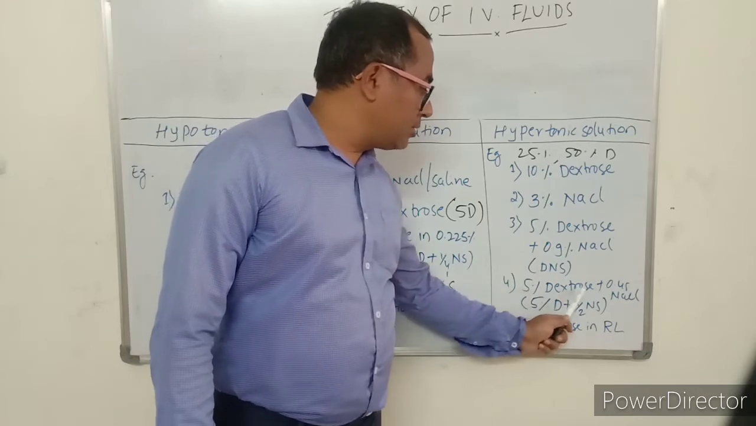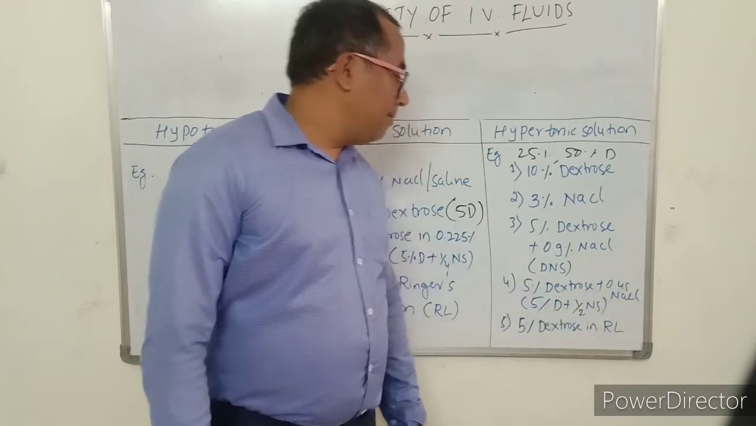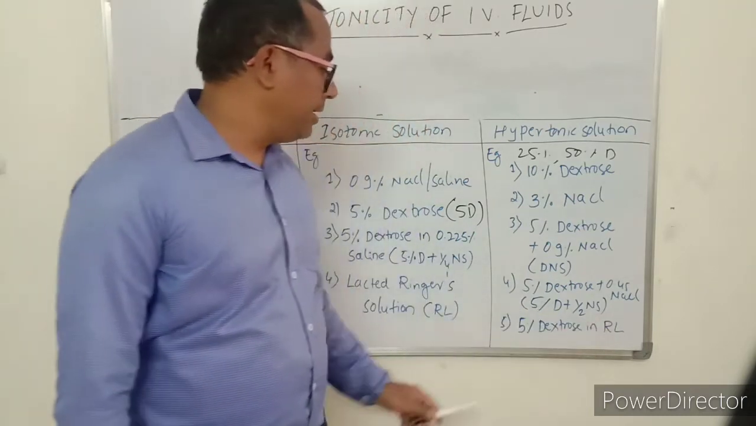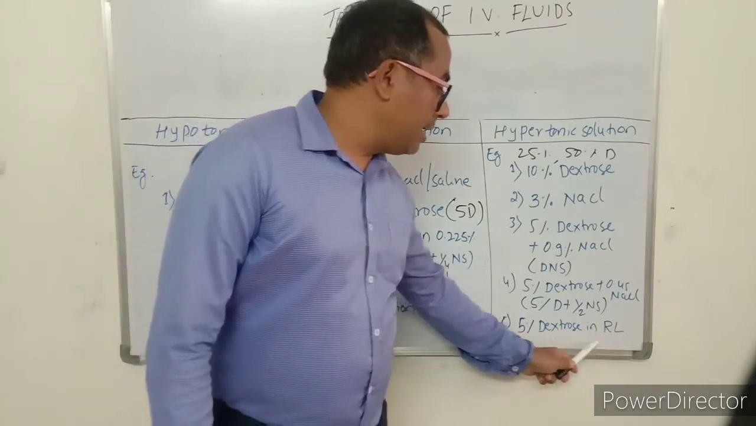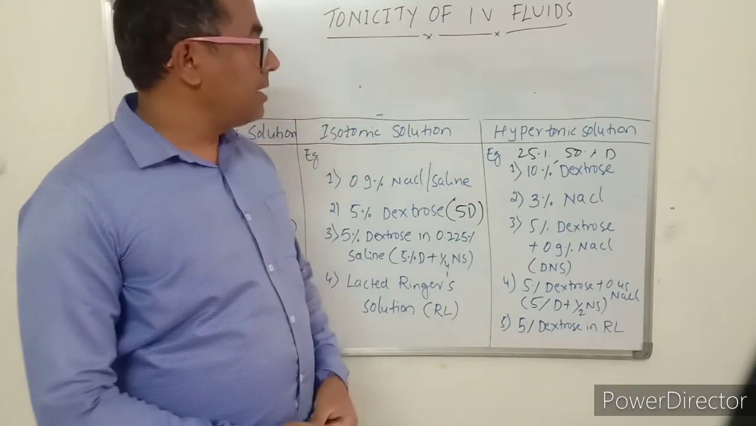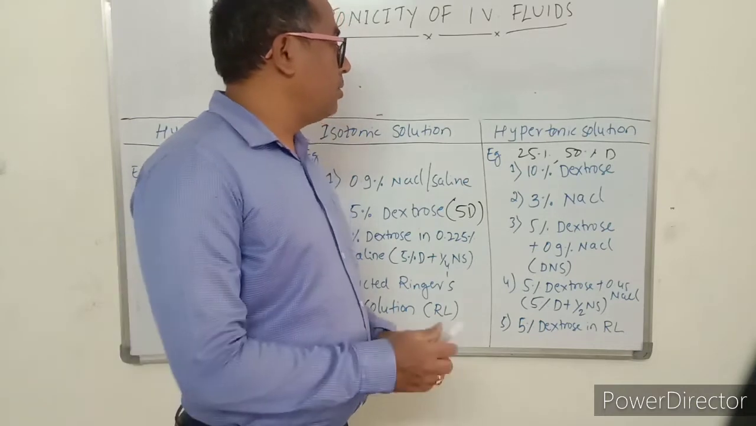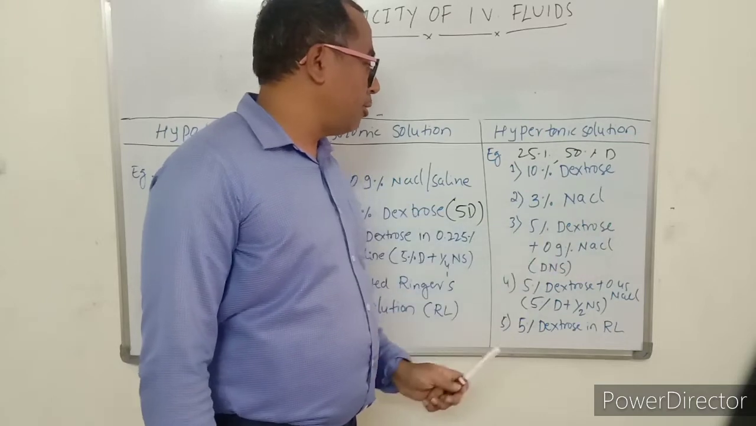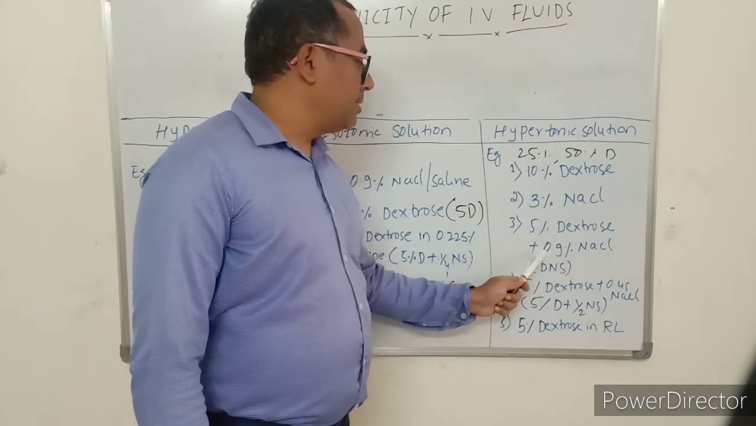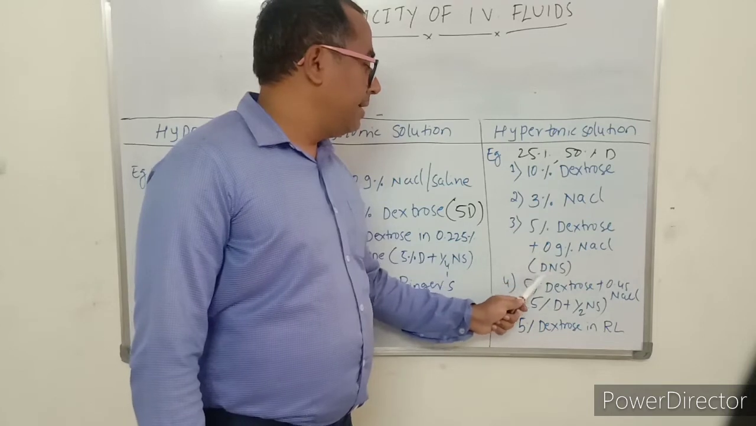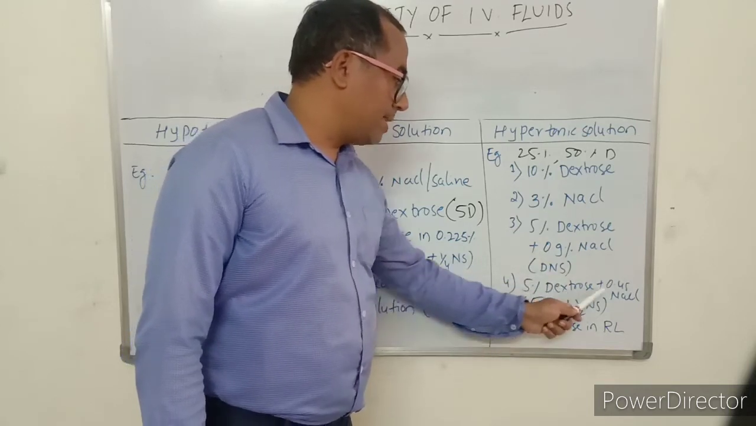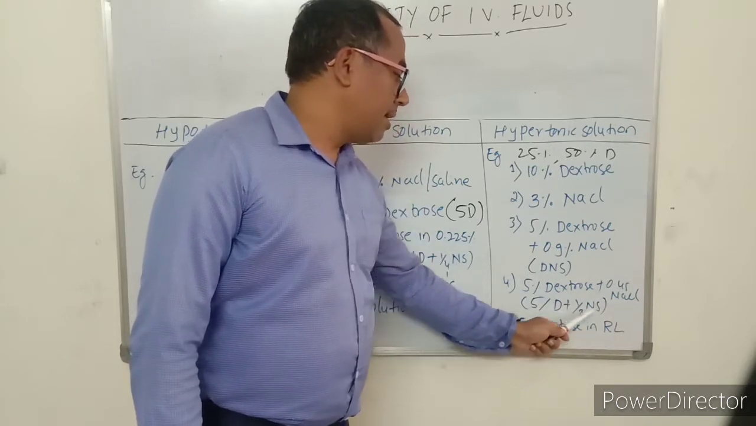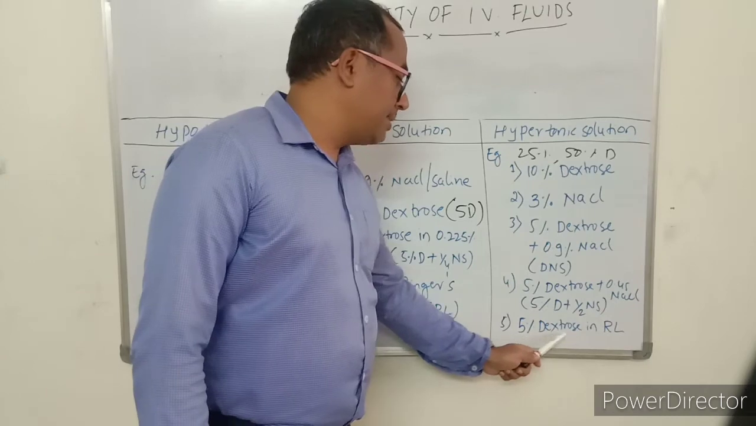Next one is 5% dextrose plus 0.45% NaCl, that is 5% dextrose and half NS. And next one is 5% dextrose in RL. So these are the examples for hypertonic solution: 10%, 25%, 50% dextrose; 3% NaCl, that is 3% normal saline; 5% dextrose plus 0.9% NaCl, that is DNS; 5% dextrose plus 0.45% NaCl, that is 5% dextrose plus half NS; and 5% dextrose in RL.